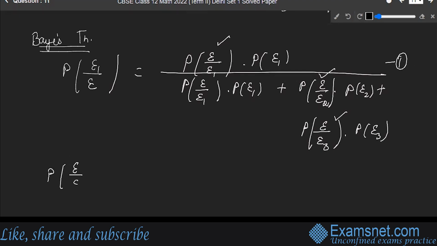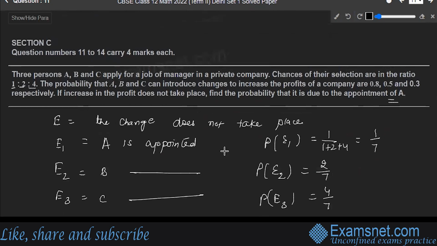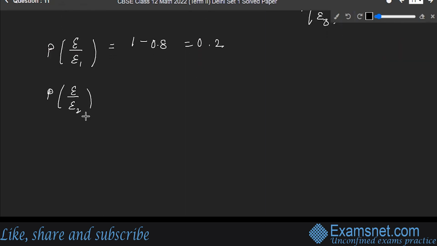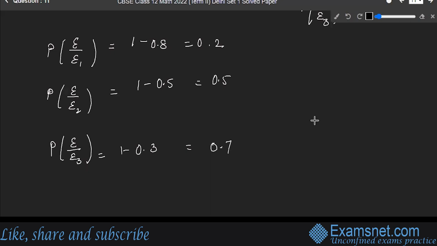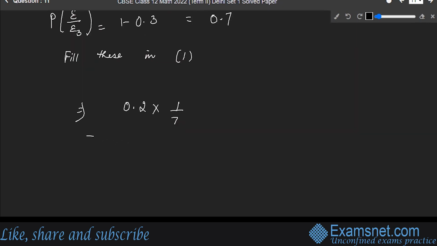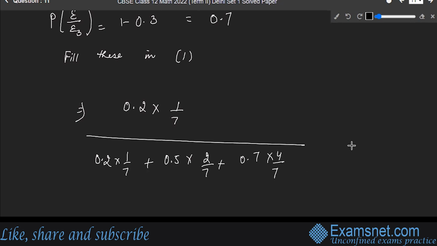So probability E upon E1 is equal to 1 minus 0.8, that's given to us, so 0.2. E upon E2 is equal to 1 minus 0.5, which is equal to 0.5, and E upon E3 is equal to 1 minus 0.3, which is equal to 0.7. Now let's fill these in equation 1. You will get 0.2 into 1 by 7, whole divided by 0.2 into 1 by 7 plus 0.5 into 2 by 7 plus 0.7 into 4 by 7.